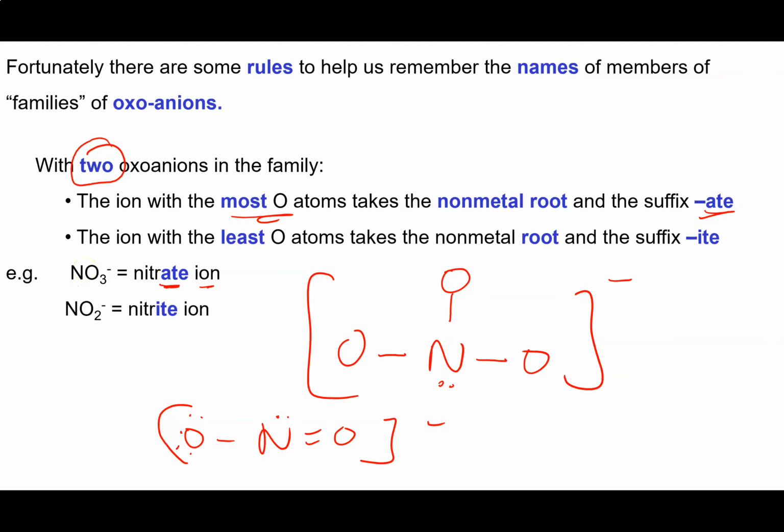And then the ion, in this case NO2 minus, that has the least number of oxygen atoms, you begin with the nonmetal's root name, so NITR for nitrogen, add the ending ite, and then follow it up with the word ion. So your ates will have more oxygens than your ites when you have a family of 2. Now, it doesn't always have to be 3 and 2. It sometimes is 4 and 3, for example. Or it could be 1 and 2, but it's just a matter that there's going to be one with more and one with less.